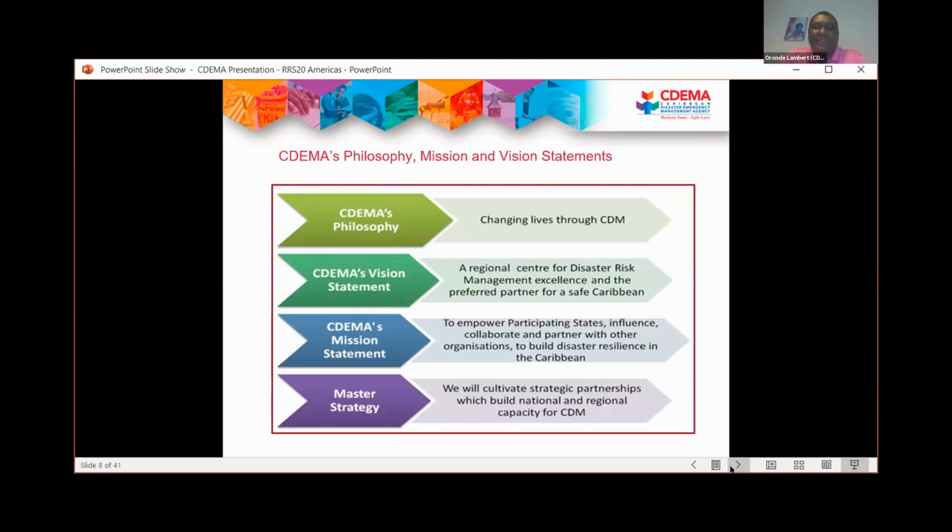Our philosophy is changing lives through comprehensive disaster management. I won't go through the vision statement, and that will be in the presentation that you can go through, but just bear in mind what our philosophy is, which is changing lives through comprehensive disaster management. We envision a safer Caribbean, safer lives, or more resilient Caribbean. That's what CDEMA is after.